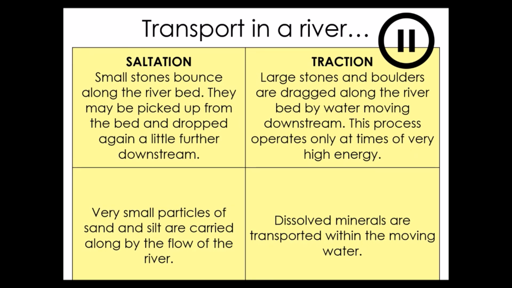Okay, bottom left, very small particles of sand and silt are carried along by the flow of the river. So with this one, obviously we've got much smaller sediment. In coasts, this could have been sand, and it could be something that is quite sand-like within a river or just smaller particles of soil. And what's going to happen there is that it's going to be lifted up because it's much lighter and carried along in the flow of the water. So this one is suspension, which means again we have got solution left.